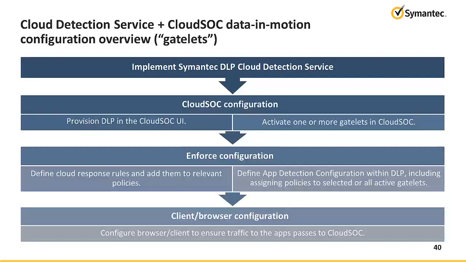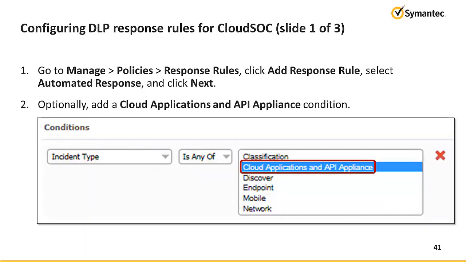At that point, you can integrate DLP with CloudSOC within the CloudSOC user interface. From that interface, you can activate gatelets, the monitors of data in motion for specific brands or services for which you wish to enable data scanning. Once a gatelet has been activated in CloudSOC, and the user machines have the specified application traffic being redirected to CloudSOC, there are a number of steps that the administrator must take in Enforce before a DLP policy can be applied to the data in motion.